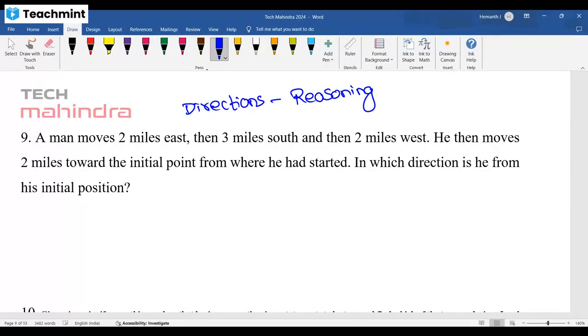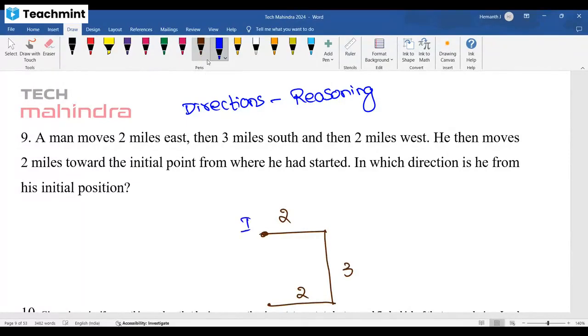How to do it: they said 2 miles east, 3 miles south, 2 miles west. Then he travels towards the initial point from where he started. In which direction is he from the initial point? You can draw a diagram, which is better, because they said towards the initial point. So 2 miles east, 3 miles south, 2 miles west. From here, this is 2, this is 3, this is 2. From here, he traveled towards the initial point. This is the initial point.